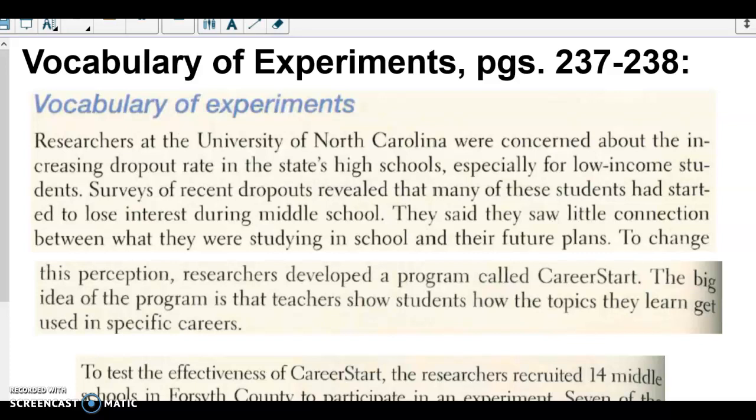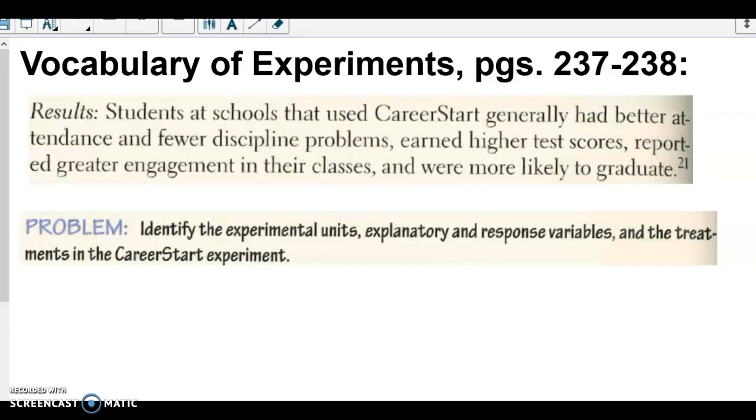The explanatory variable is whether the school used Career Start with its students. Several response variables were measured: the test scores, attendance, behavior, student engagement, and graduation rates. So a lot of things have been measured there. Some of those are objective, some of them are subjective. We need to be aware of that. How do you measure student engagement? It's a little more subjective. The experiment compares 2 treatments: the standard middle school curriculum, and then the standard curriculum plus Career Start. So those are the 2 treatments.